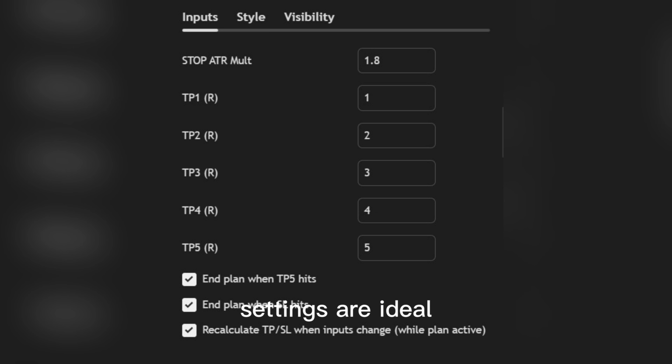These settings are ideal for fast but controlled trades on the 5-minute and 15-minute charts, the most balanced risk-reward structure on the 30-minute and 1-hour charts, and professional swing trading with wider stops and larger targets on the 4-hour and higher timeframes.